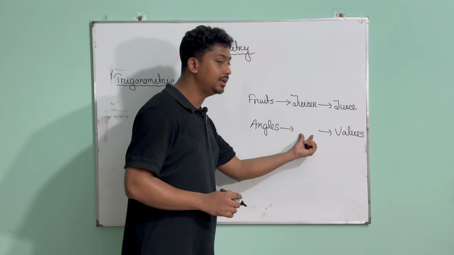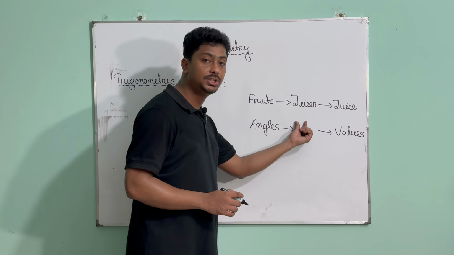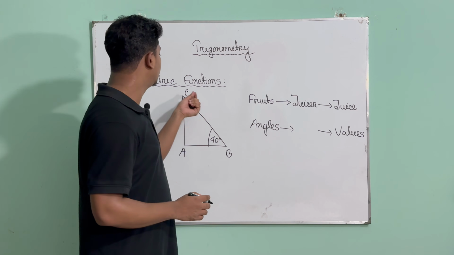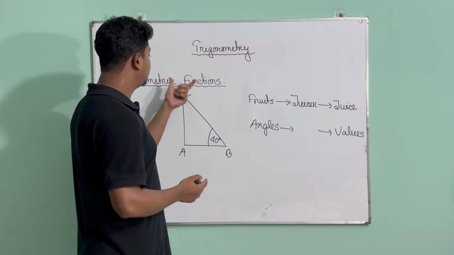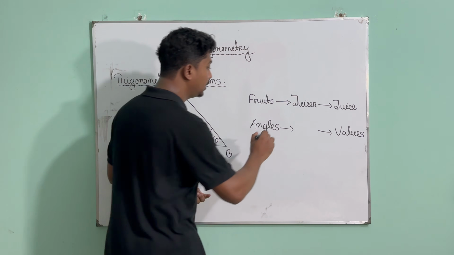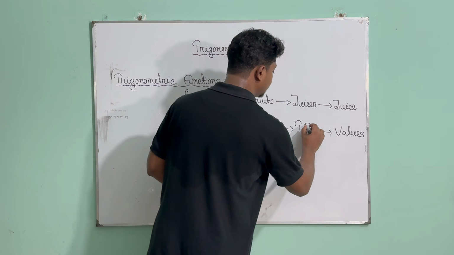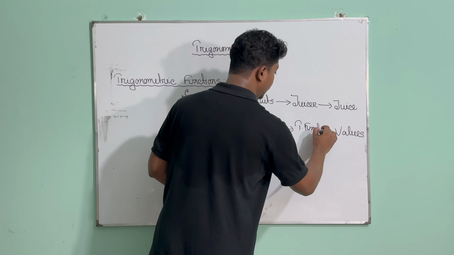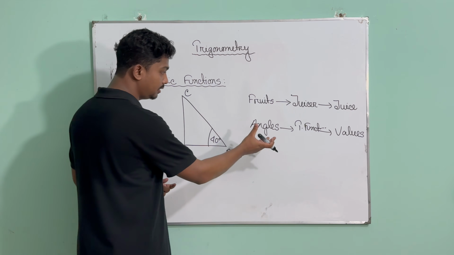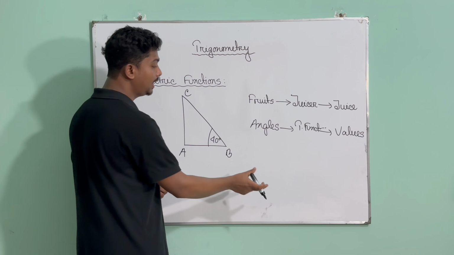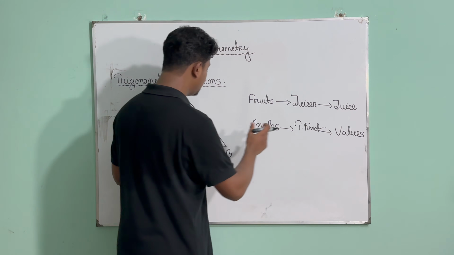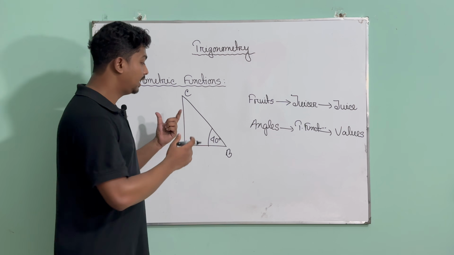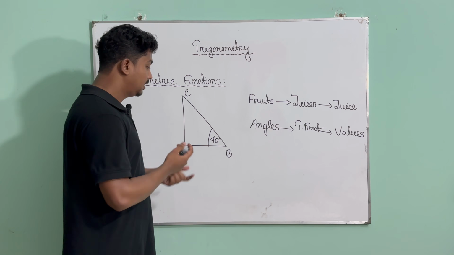So here we need a machine, just like the juicer we need a machine. Those machines are called functions, and as we are learning trigonometry, those machines will be called trigonometric functions, right? So what the trigonometric functions actually do, they take the angles and convert them to values, and those values can be used to find lengths of different sides or other things.